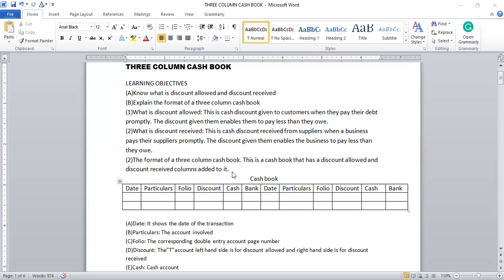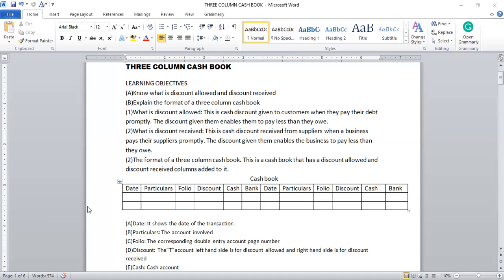So in the two-column cash book, we have both the cash account and the bank account combined into one cash book. Then for the three-column cash book, a third column has been added. So let us look at the format. So there's the cash book. On the debit side, on the left-hand side, we have the date, particular, folio, discount, cash, bank. Then on the right-hand side, that's the credit side, we have date, particular, folio, discount, cash, bank.